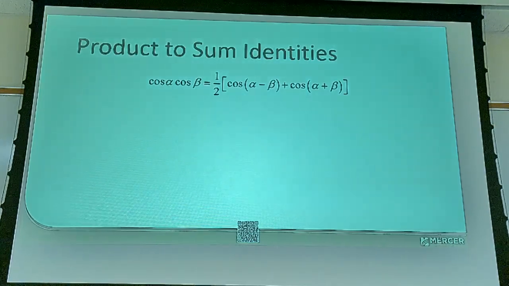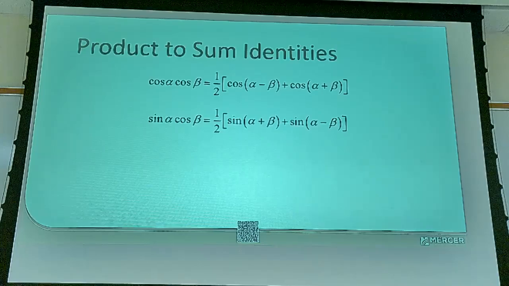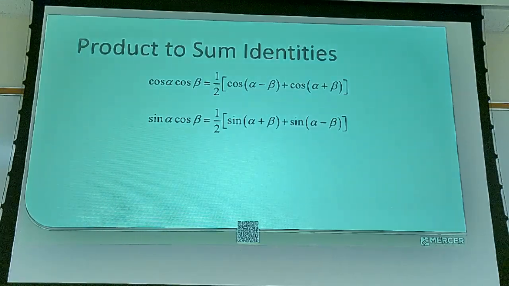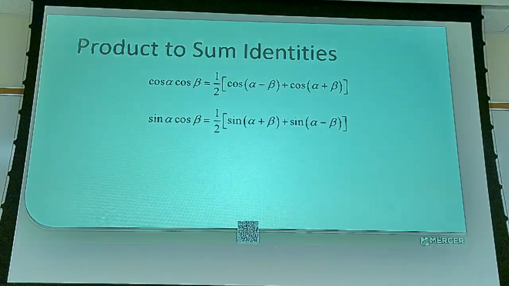Cosine alpha times cosine beta is a half the quantity cosine of alpha minus beta plus cosine of alpha plus beta. Then you have sine alpha sine beta, a half the quantity sine of alpha plus beta plus sine of alpha minus beta.